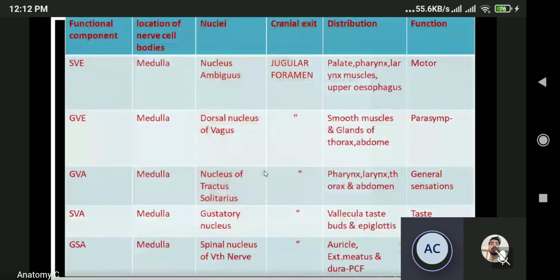Now this one is the review for you. You just read by yourself. This one is the overall summary of the functional components, their nuclei, location, distribution, and the function.